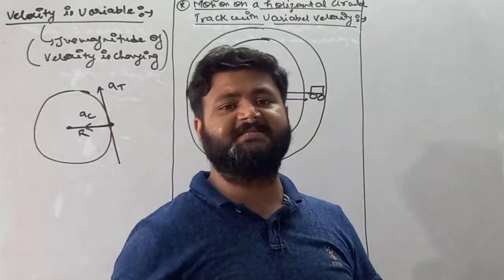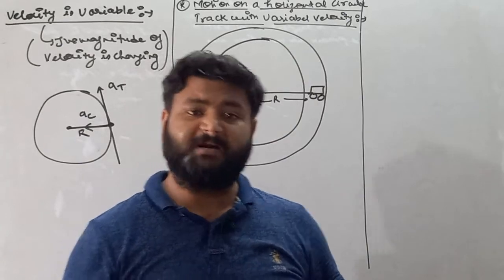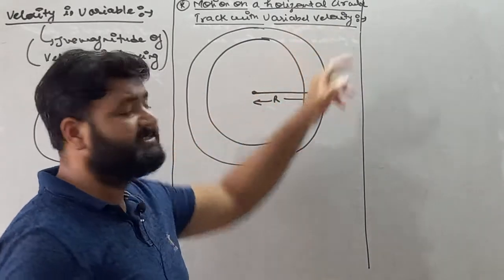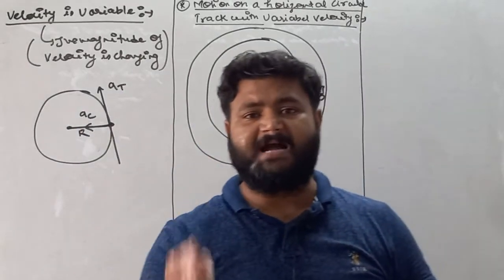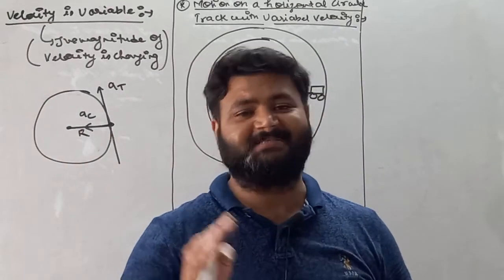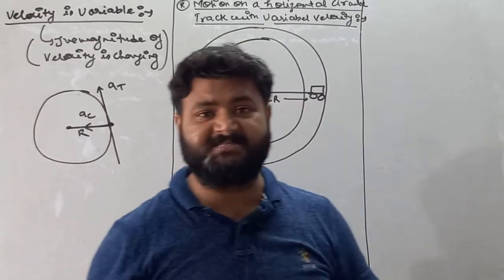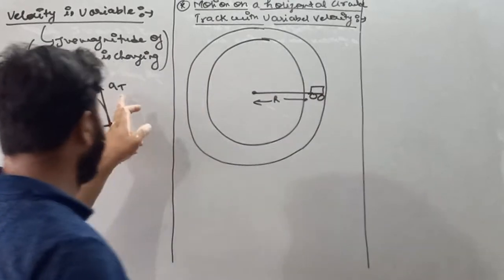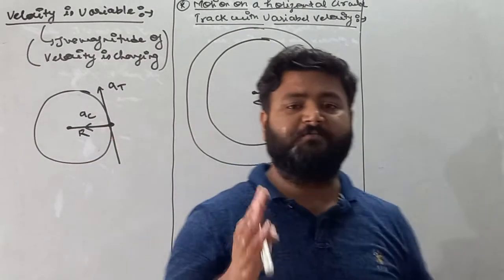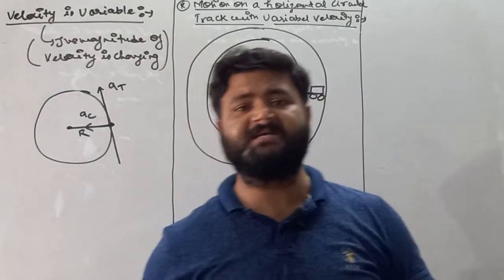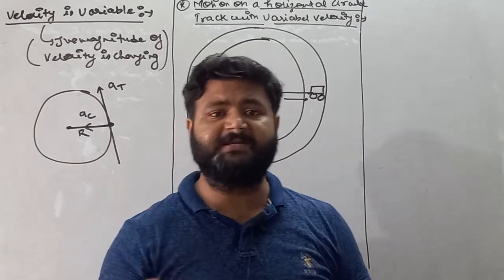In the last case we discussed velocity being constant, where the magnitude of velocity is not changing. But in this case, velocity is variable, so it implies that the magnitude of velocity is changing. If the velocity magnitude is changing, it means tangential acceleration is working. In this situation we will introduce tangential acceleration as well along with centripetal acceleration.